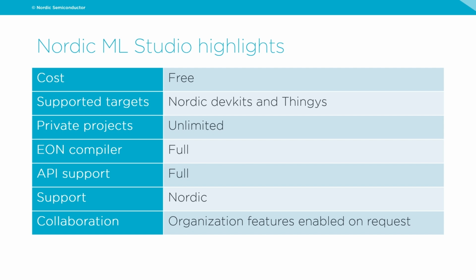You can have an unlimited amount of private projects, so you're not limited to a few, like with other free alternatives. You also have full access to both the EON compiler, the edge-optimized neural compiler, and the API support of the ML Studio. If you have any issues, Nordic will support you directly through DevZone. And if you need collaboration features, which are called organization features in this platform, we can enable them for you on request.